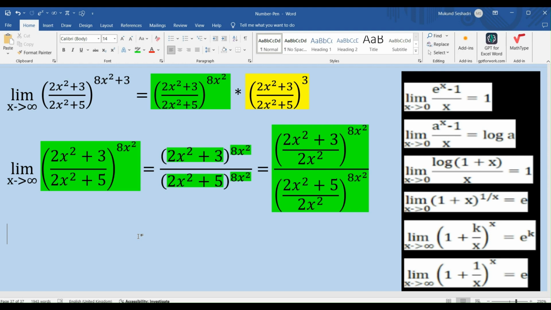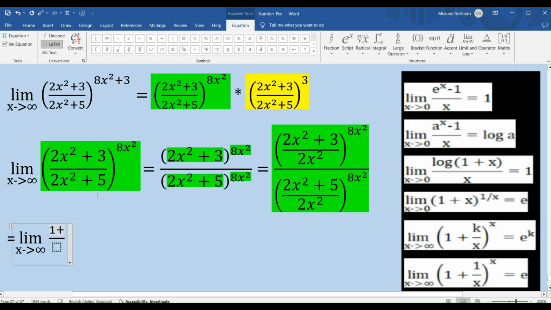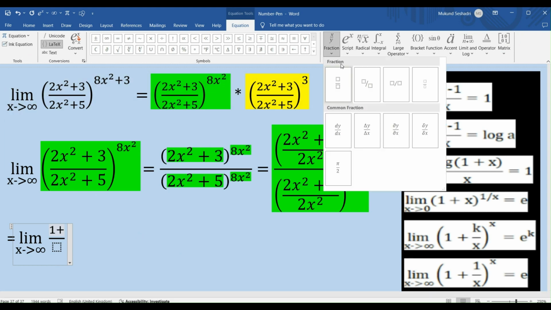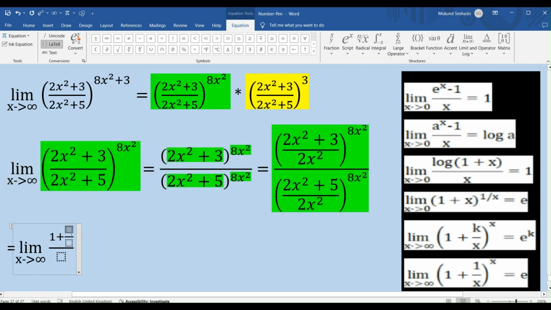We know that I'm left in the numerator with 1 plus 3 divided by 2x square at the bottom, right? So let me rewrite this. 3 divided by 2x square at the bottom, and again I've got 1 plus 5 divided by 2x square, right? And remember, folks, in both these expressions, you will have to raise it to the power 8x square, right? So let me do that.